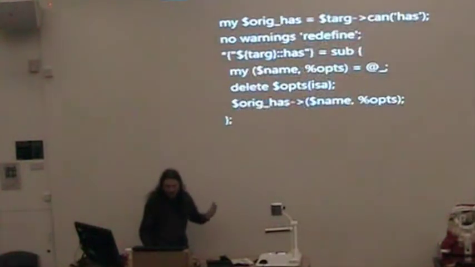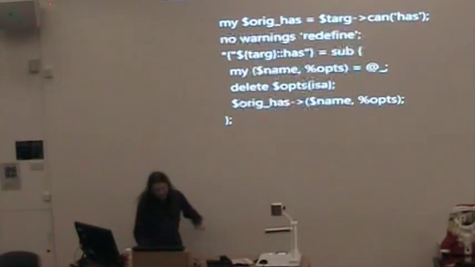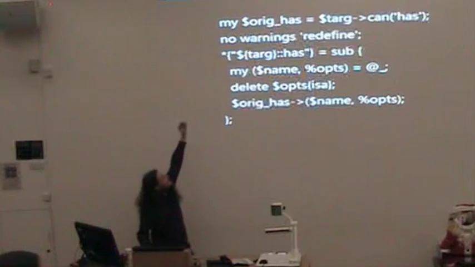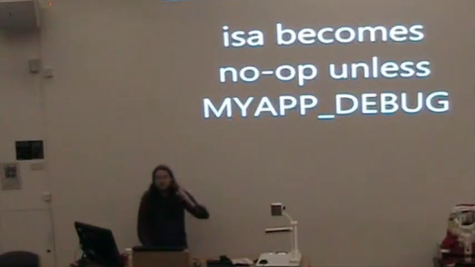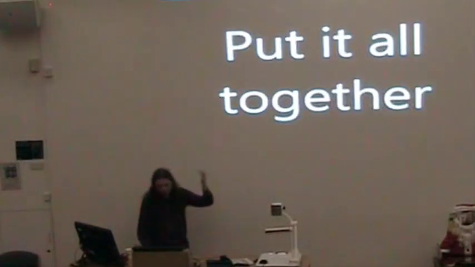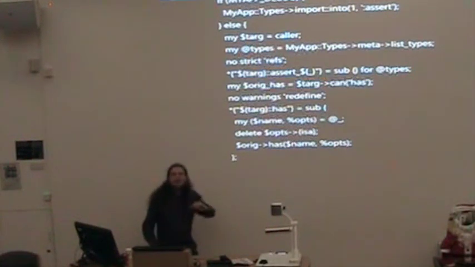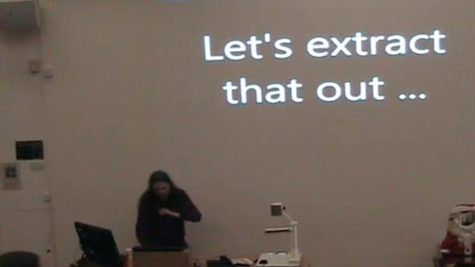That's great. Okay, but what about has? Well, what you do for that is you pull the original has out, no warnings redefined, wrap it in something that just deletes the is, and bang, done. So now is a no-op unless you're in debug mode. Put it all together, you get that, which is some of the most beautiful code I've written in my life, clearly.